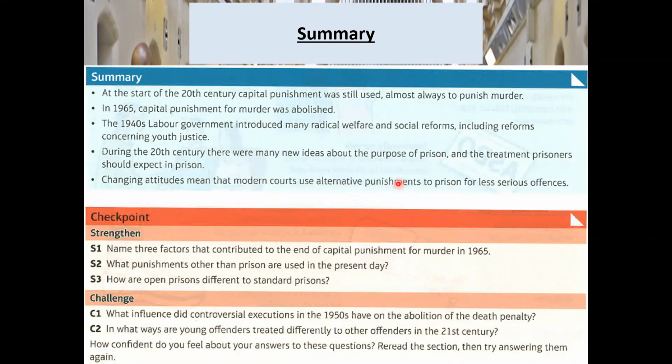use alternative punishments. Okay, right, to round this lesson off then, ladies and gents, okay, pause the video, or you might as well end it or pause it here, okay, and complete the strengthen and challenge checkpoints. Thank you very much, Year 9s, and good luck.